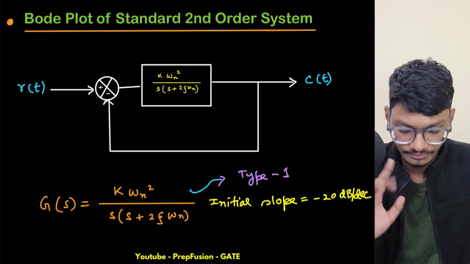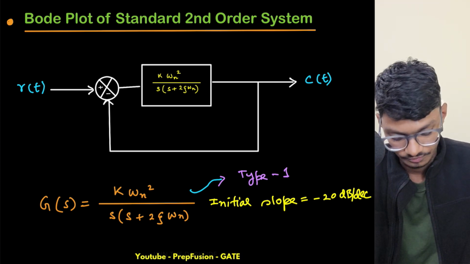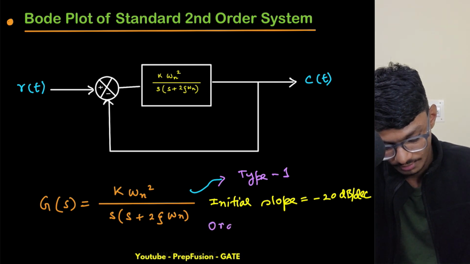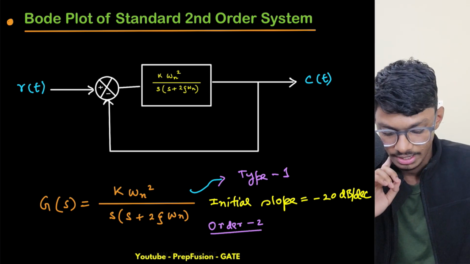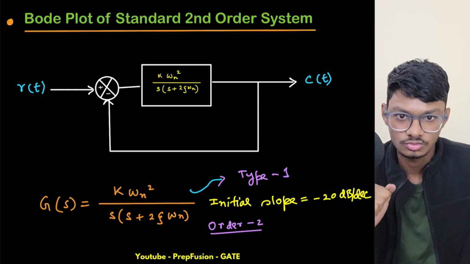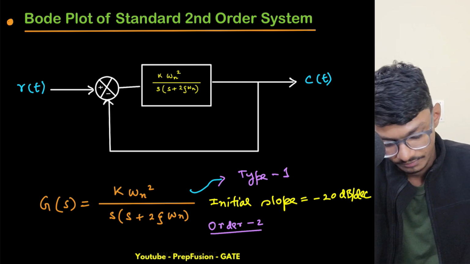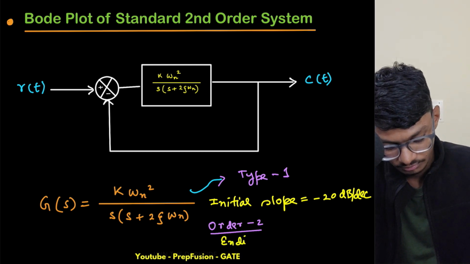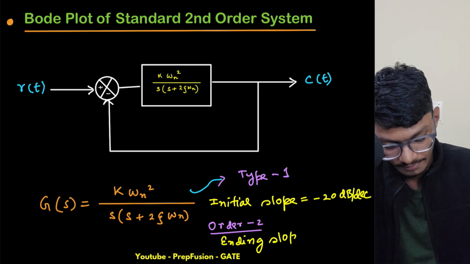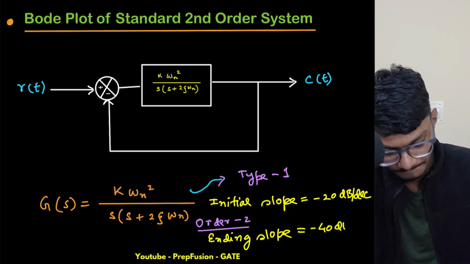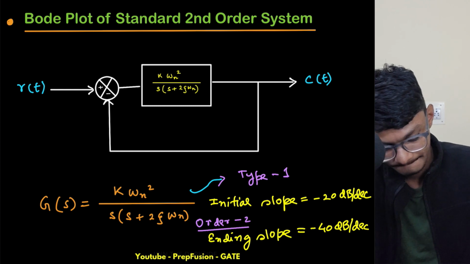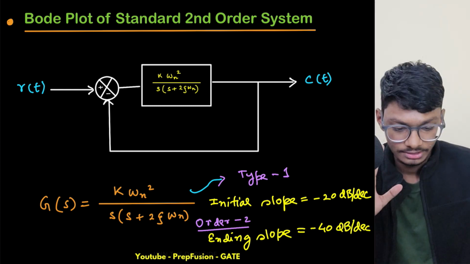So the initial phase will be minus 90, and what will be my ending slope? As the order is 2, the ending slope will be n minus m into minus 20. Here m is 0, the number of zeros is 0, and n is 2. So 2 minus 0 into minus 20 is minus 40. So this is my ending slope.